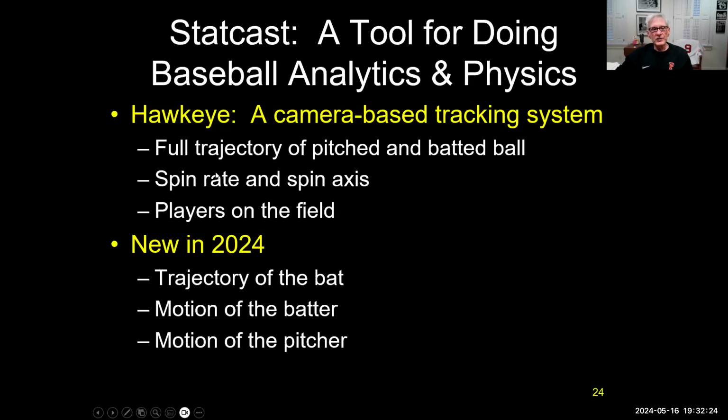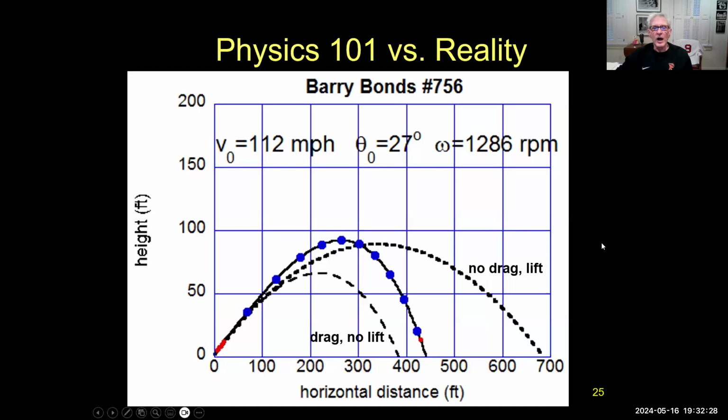It's a camera-based system, measures the spin also, et cetera. So I want to tell you briefly about the difference between what I call a Physics 101 baseball and reality. So this is a famous home run. This is the home run that Barry Bonds hit back in 2007 that broke the all-time career home run record. And so we have actually tracking data. This is the actual trajectory of the ball.